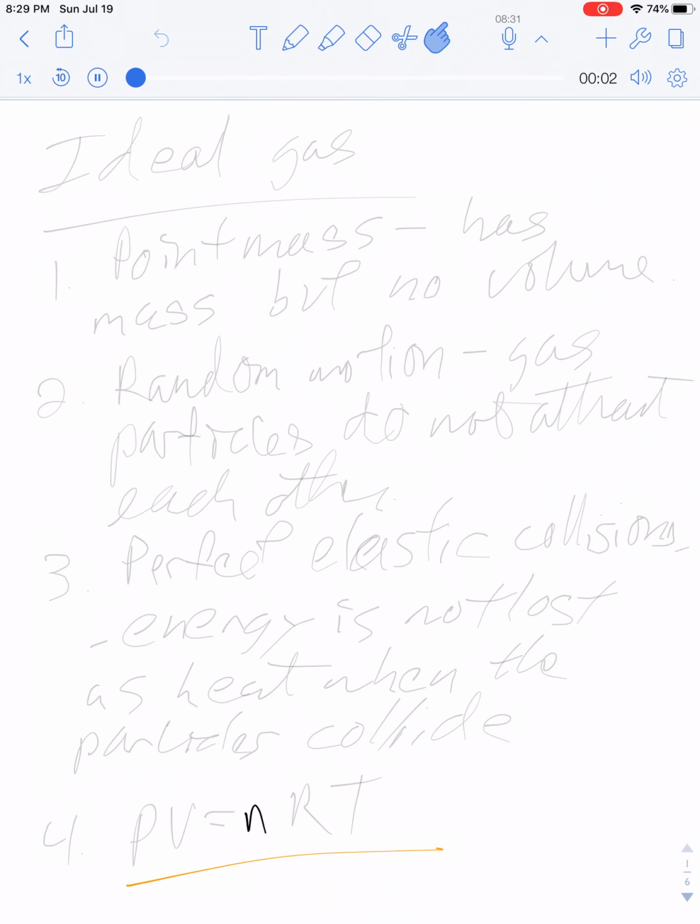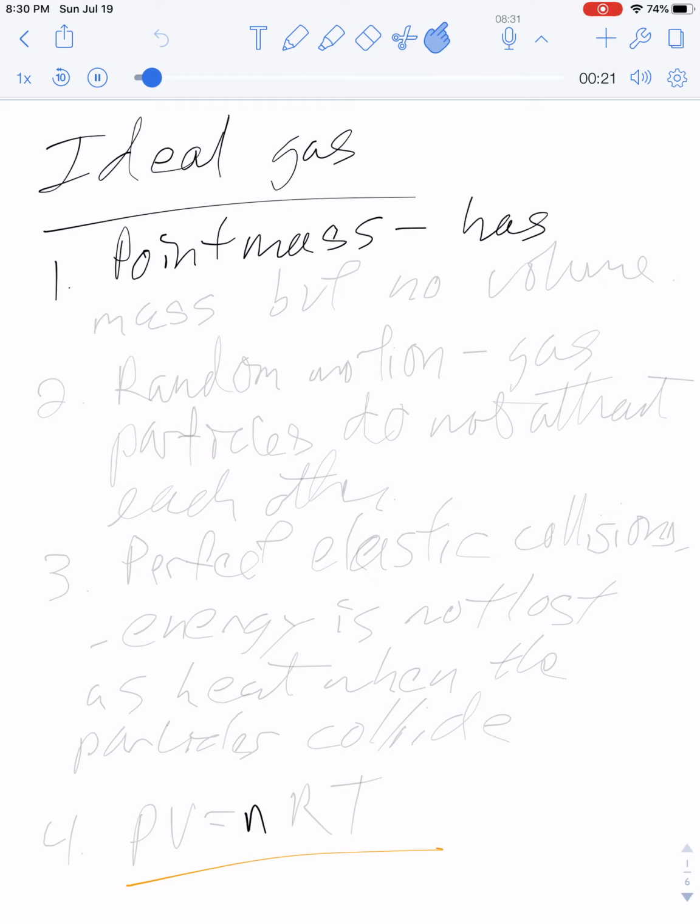In the fourth video, we're going to discuss the difference between a real gas and an ideal gas. So first we're going to talk about what is an ideal gas. An ideal gas is one in which the gases are point masses. A point mass means that it has mass but no volume. Okay.